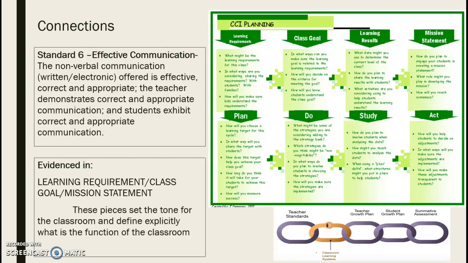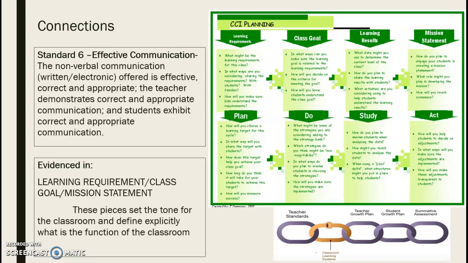Standard 6 is effective communication. This is where we're looking at both verbal and nonverbal communication. This can be corrective and should always assist the students in working towards their goal and giving them feedback on where they are in relation to that goal.